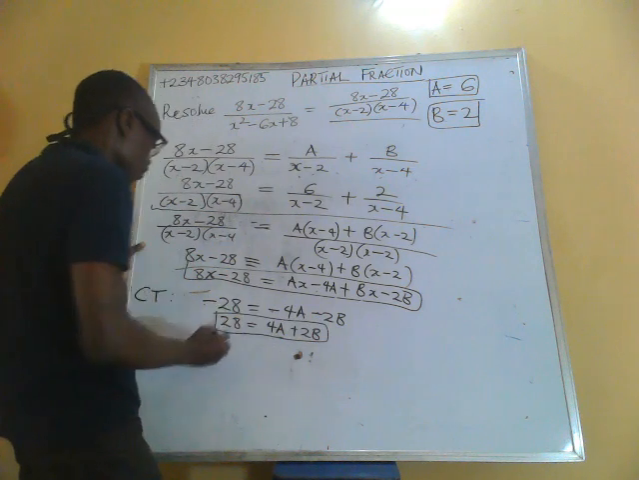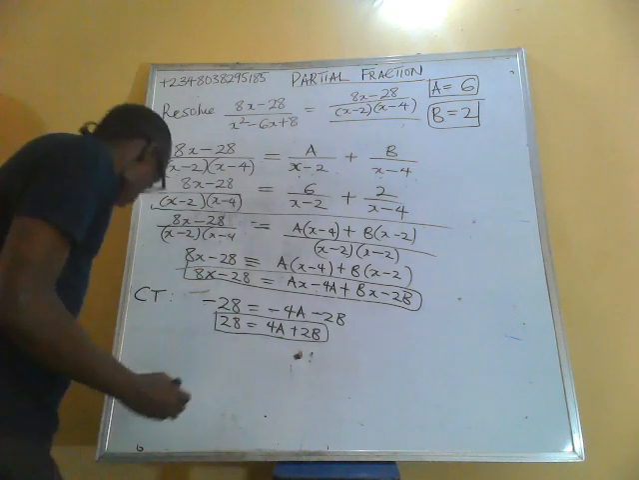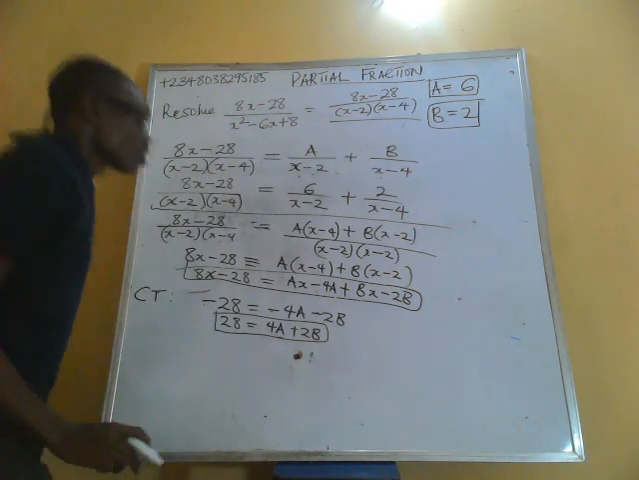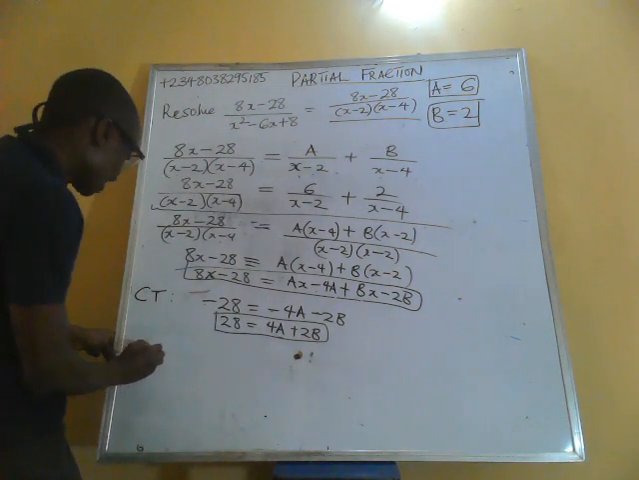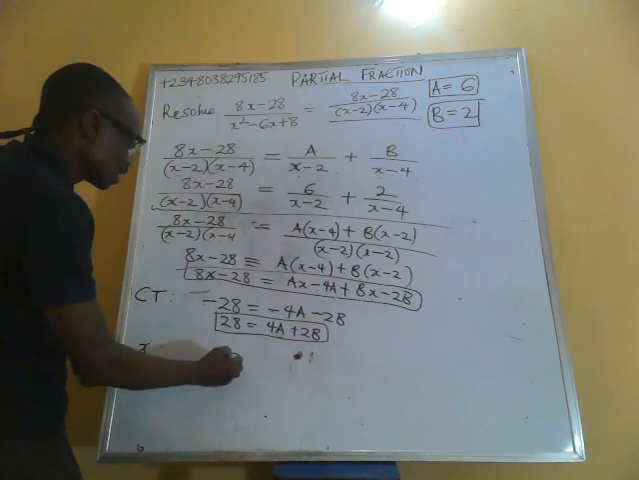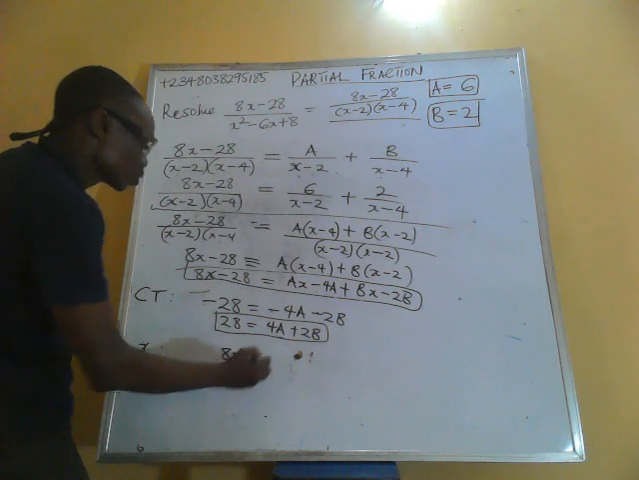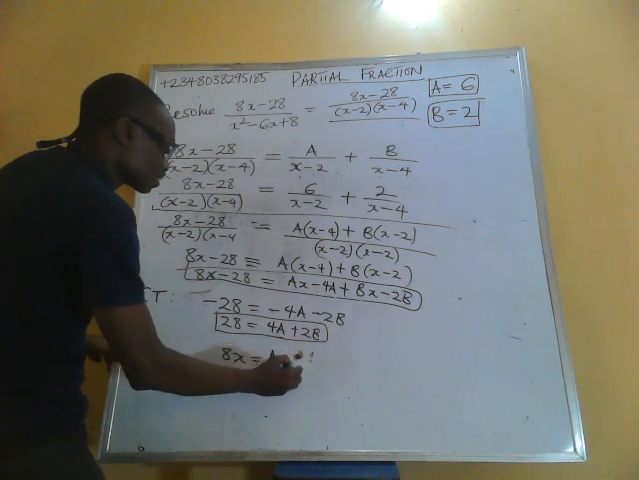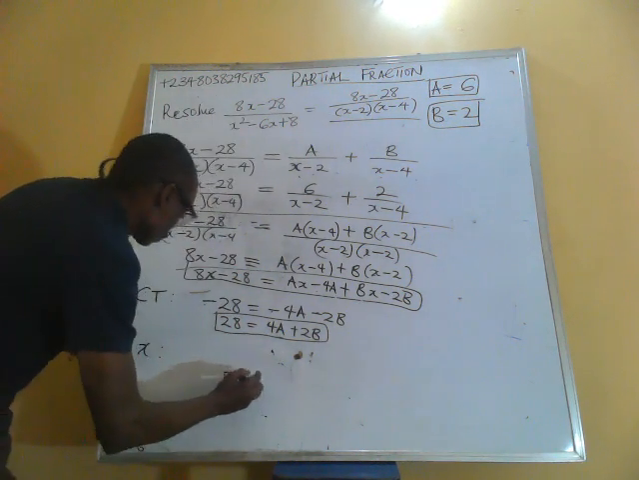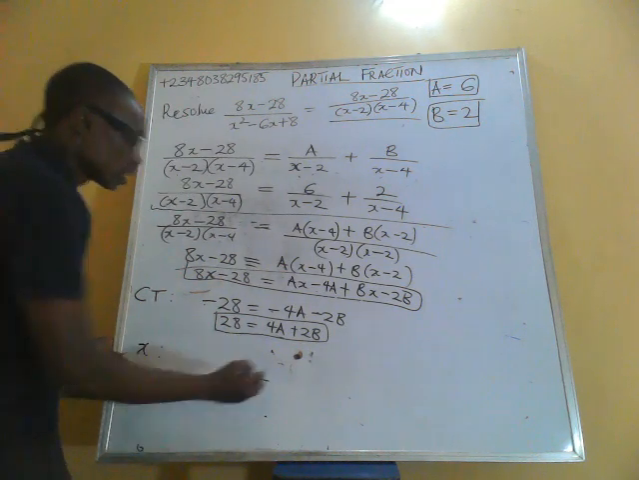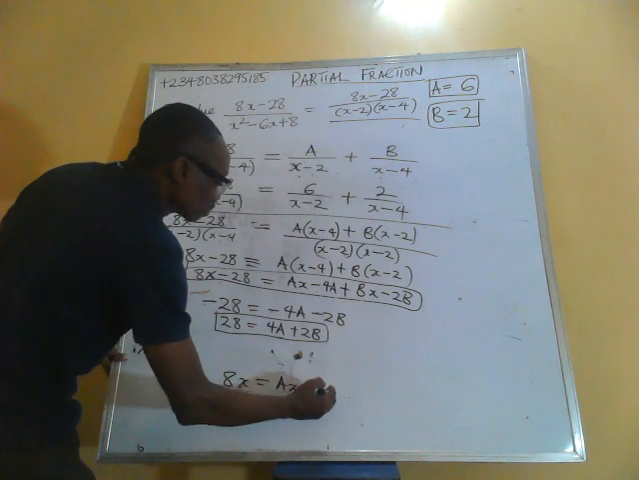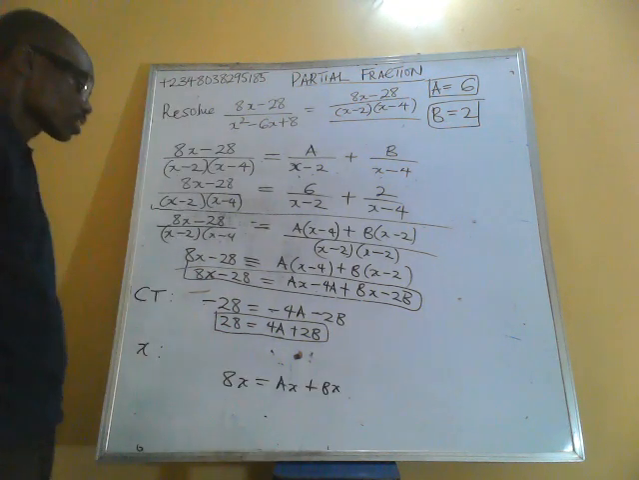This is for the constant term. Then for the terms containing x, we have 8x on the left hand side is equals to ax on the right hand side plus bx on the right hand side as well.